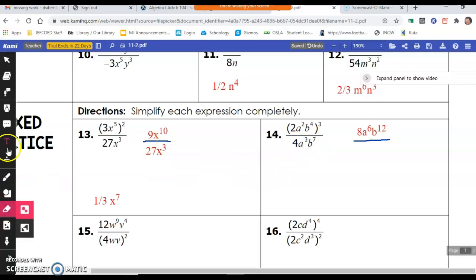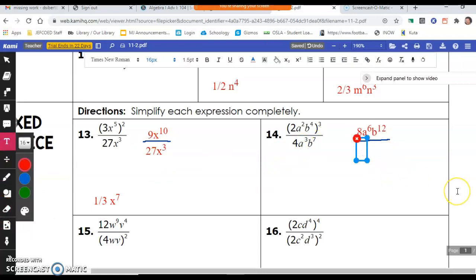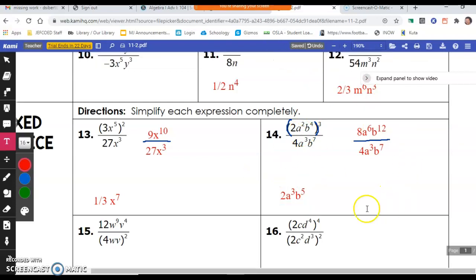Good. Now we can focus on the bottom, and we put what we have remaining, which is 4a to the 3rd and b to the 7th. All right, now finishing up, we've got 8 divided by 4, which is going to be 2. A to the 6th divided by a to the 3rd is going to leave me with a to the 3rd. B to the 12th divided by b to the 7th is going to leave me with b to the 5th. All right, everybody good there?